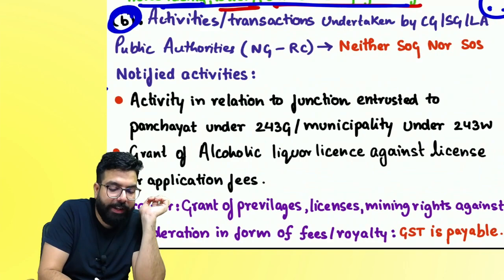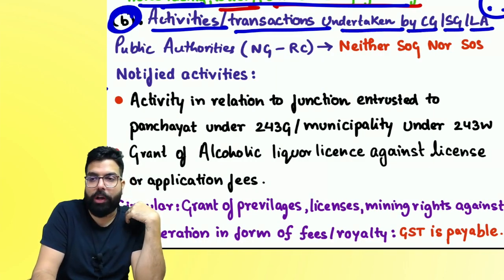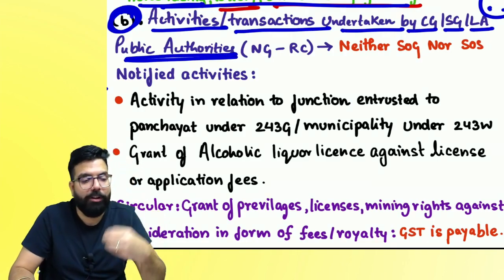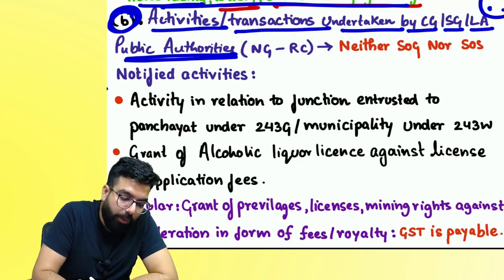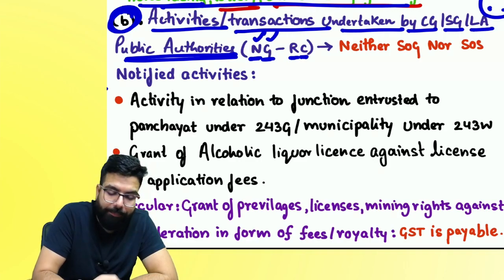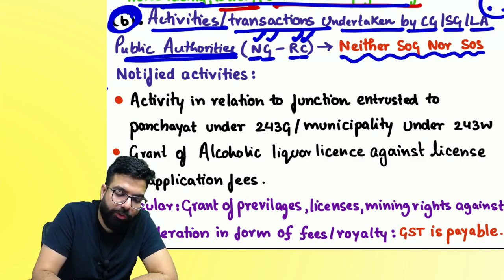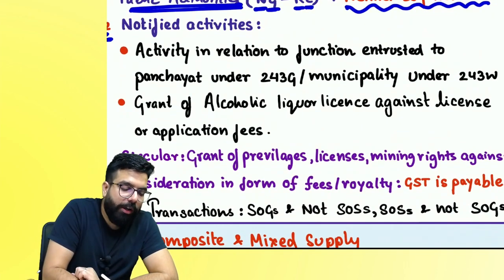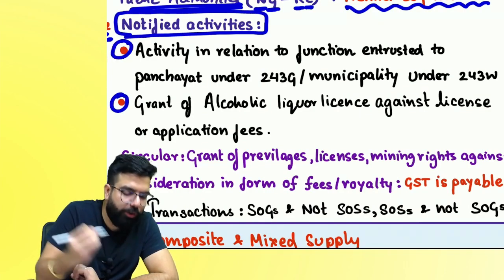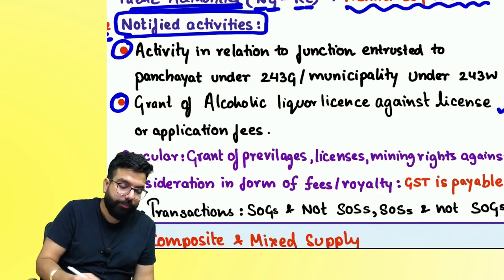See, activities or transaction undertaken by central government, state government, local authority, as what everyone? As public authority, means for the public, which is notified. Notified by the government on the recommendation of the GST Council. Then that activity will be neither supply of goods nor supply of services. And government has issued notification and activity has been notified, one and two. Let's understand everyone over here. Second one I'll teach you first.